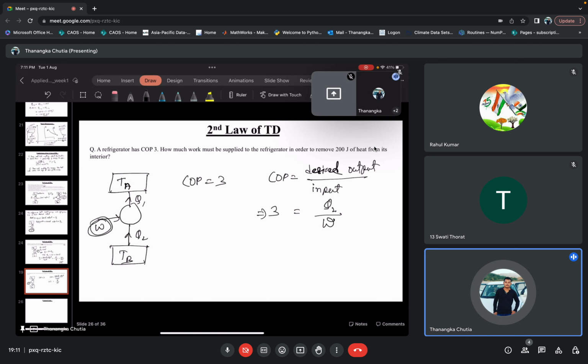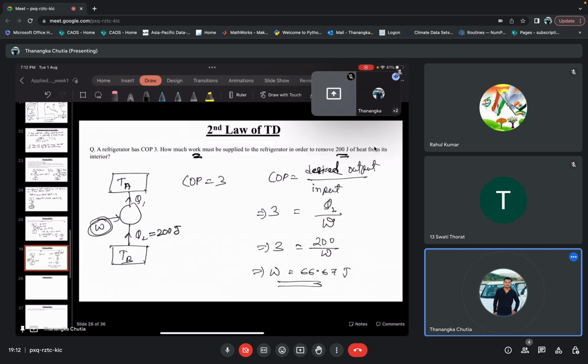Now how much work must be supplied in order to remove 200 joule of heat from its interior? So that means 200 joule has to be removed from here. So this is your 200 joule given. So that means W is 66.67 joule. If you have any doubt, you can ask me.